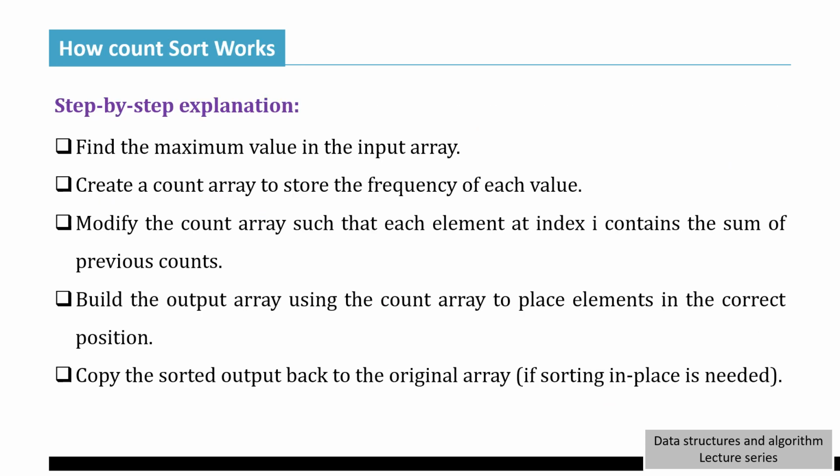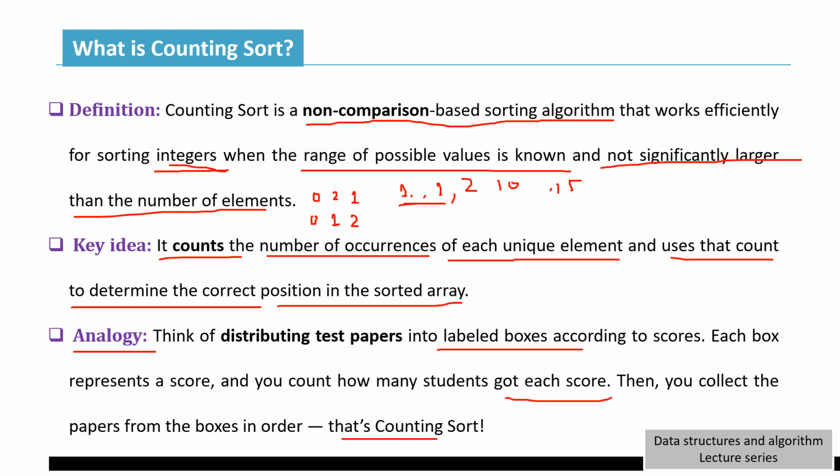So let us understand step by step how counting sort works. The first step is to find the maximum value in the input array. Why is this required? Because we need to know the range, right? Once you find the maximum value, say the maximum value in the array is 15, you will understand the range, that is 0 to 15. Right. The second step is to create a count array to store the frequency of each value, as I have just explained in this example.